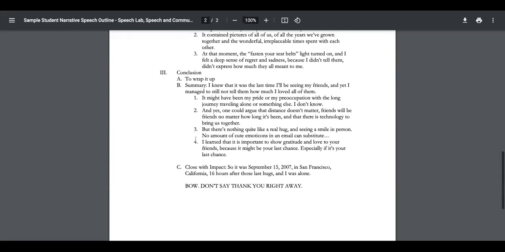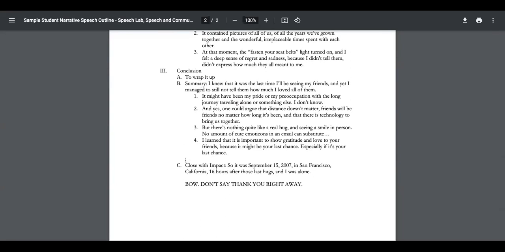And then the last thing is closing with impact. You need to make sure that you are leaving an impact on the audience, be it a persuasive speech, be it a farewell, be it absolutely anything. You need to close with an impact. Is that clear?